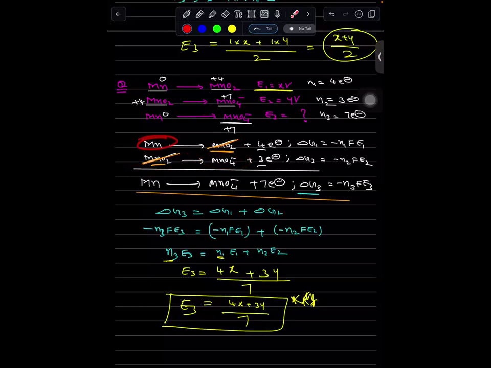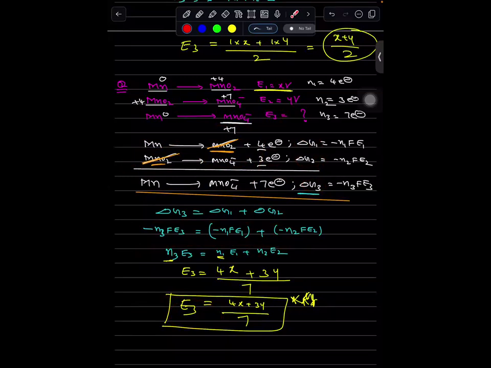So starting Mn, ending MnO4. And how did you get 7 electrons? By adding 4 plus 3, you get 7 electrons, which is del G3. Now del G is an additive property, so del G3 must equal del G1 plus del G2. With the help of this concept, we added them and found E3. You cannot just say E3 equals X plus Y, because the E value is a non-additive property. Getting my point?